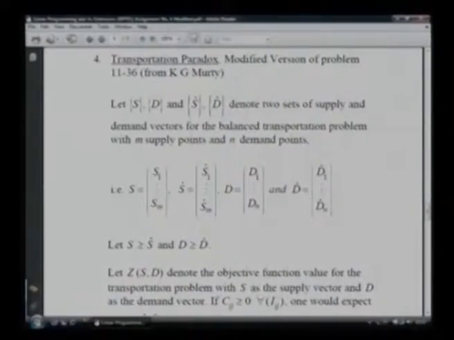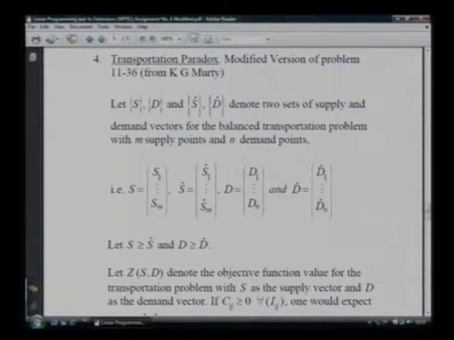For problem 4, I have taken this transportation paradox from K.G. Murthy's book. It's a modified version. I have modified the problem. So essentially what I am telling you is that S and D is one set of supply and demand, S hat and D hat is another set of supply and demand for a transportation problem, and S is greater than or equal to S hat and D is greater than or equal to D hat. Since these are all vectors, that means component wise each Si is greater than Si hat and each Dj is greater than Dj hat, right.